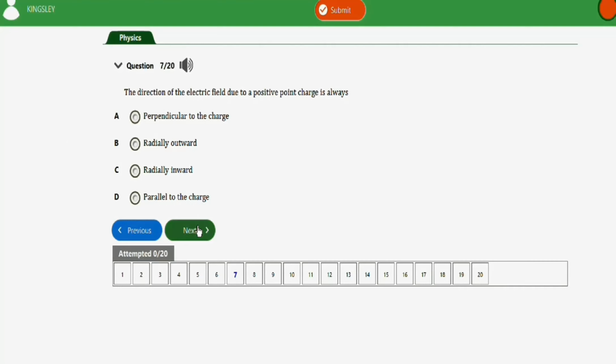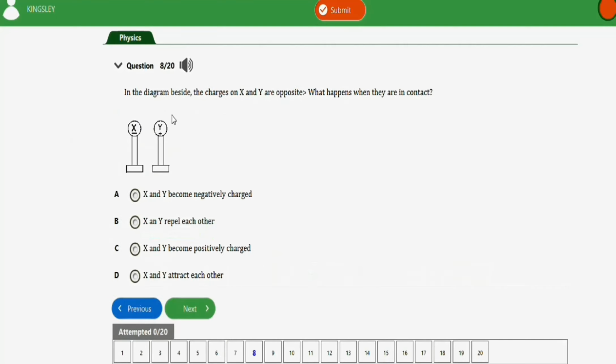Next question will be this one. It says, in the diagram beside, the charges on X and Y are opposite. What happens when they are in contact? We have option A, X and Y become negatively charged. Option B, X and Y repel each other. Option C, X and Y become positively charged. Option D, X and Y attract each other. So guys, the right option to this question will be option D, which is X and Y will attract each other, because in physics, unlike poles attract, whereas like poles repel.